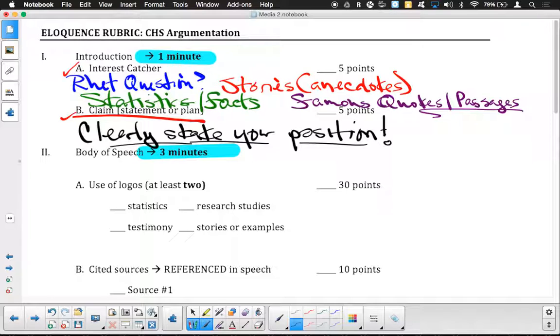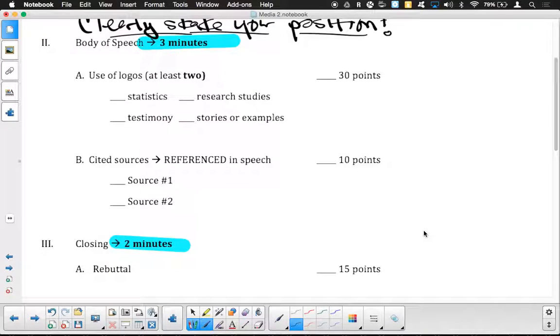And when you get to the end of the speech, it'd be a good idea to reinforce your position so that we know exactly why you went through all the things that you did. When it gets to the body of your speech, there are a couple of parts that I want to make sure you're clear with. Certainly, you're going to be incorporating elements of logos, logic, so statistics, testimony, stories, research studies. There could be other things going on in there as well.